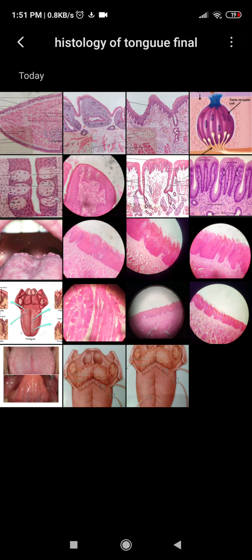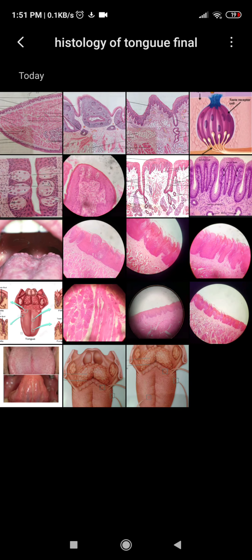Now tongue is a mass of striated muscles covered by mucosa which manipulates ingested material during mastication and swallowing. The muscle fibers are oriented in all directions, allowing a high level of mobility.